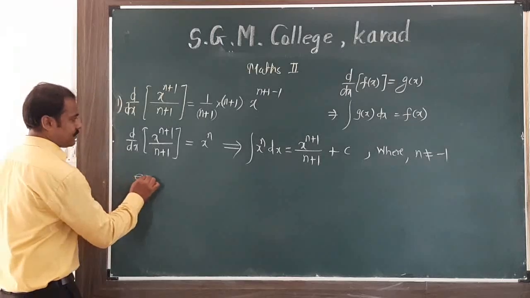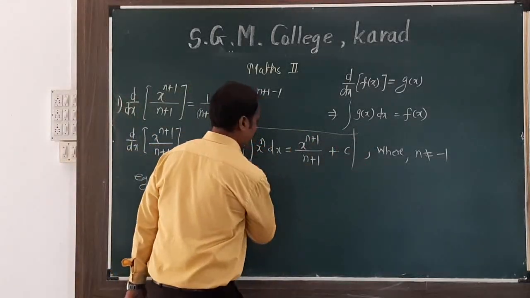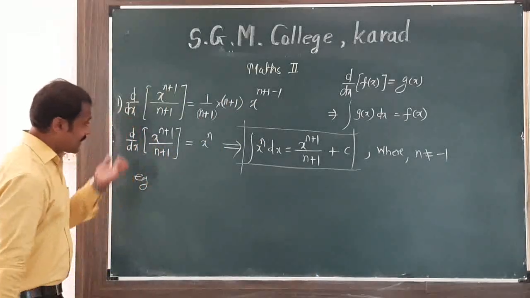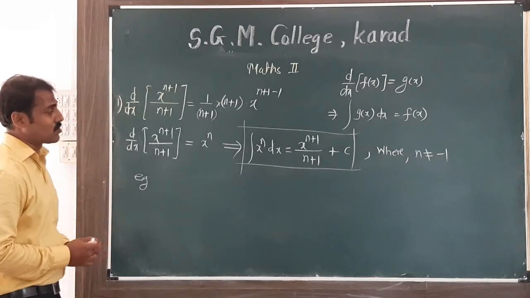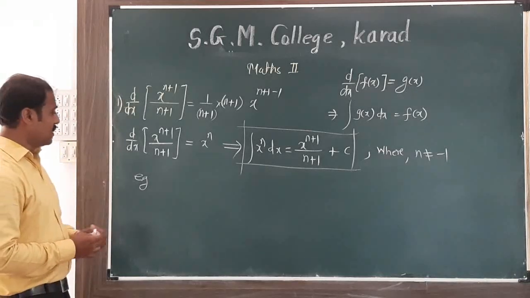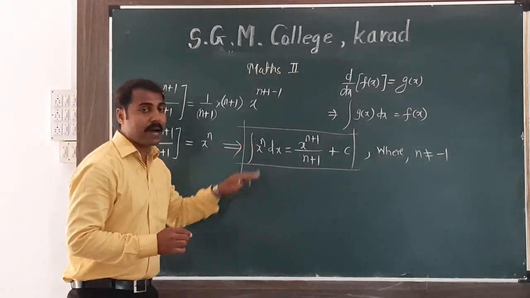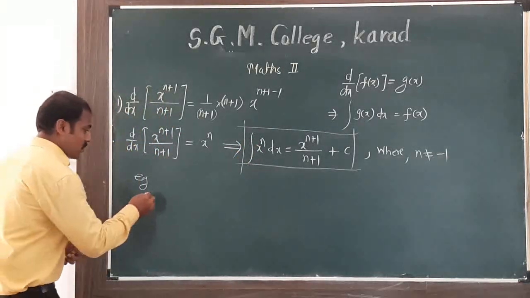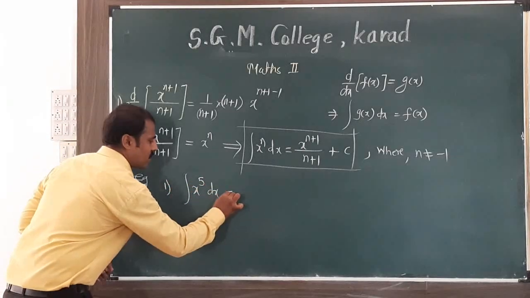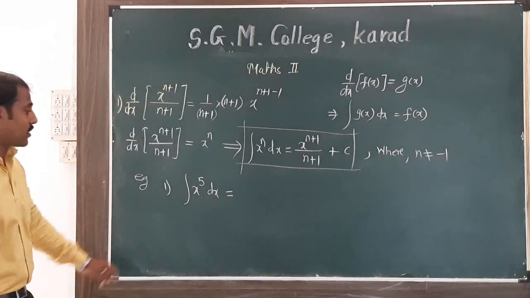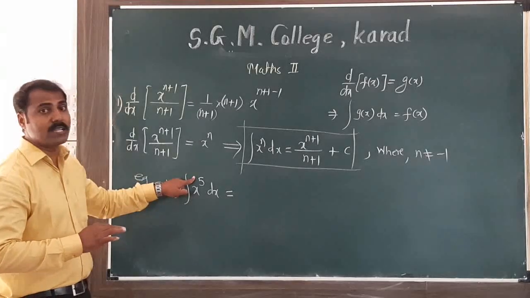For example, here is the first formula for integration: integration of x raised to n dx is equal to x raised to n plus 1 divided by n plus 1 plus constant of integration c. Remember, here the base is variable and the power is constant. So first we find integration of x raised to 5 dx. Here x is variable and 5 is constant.